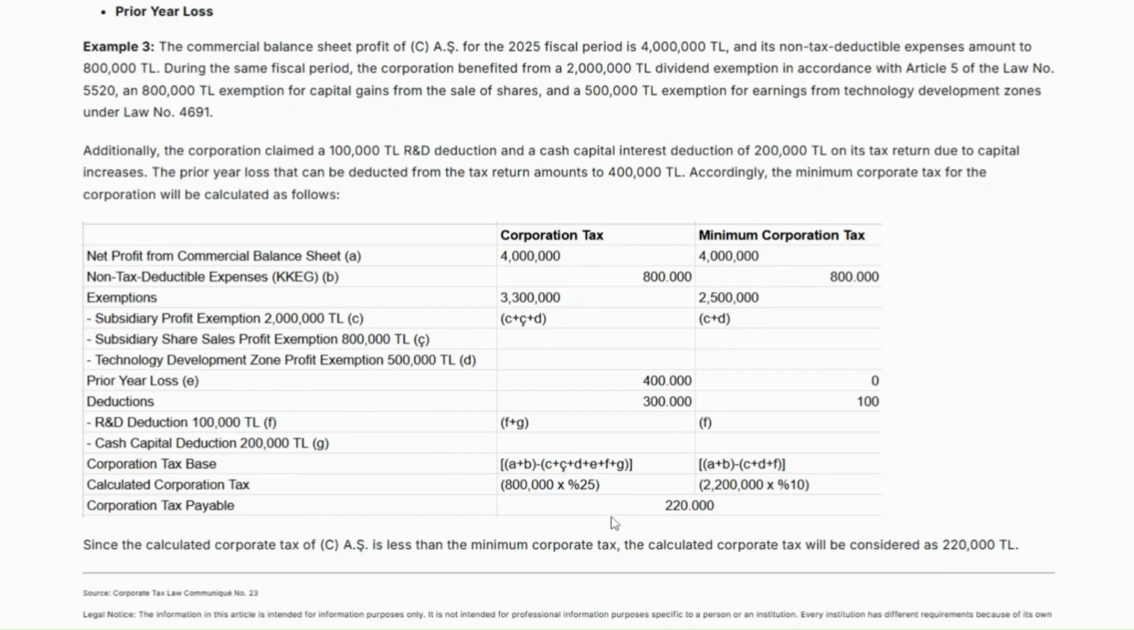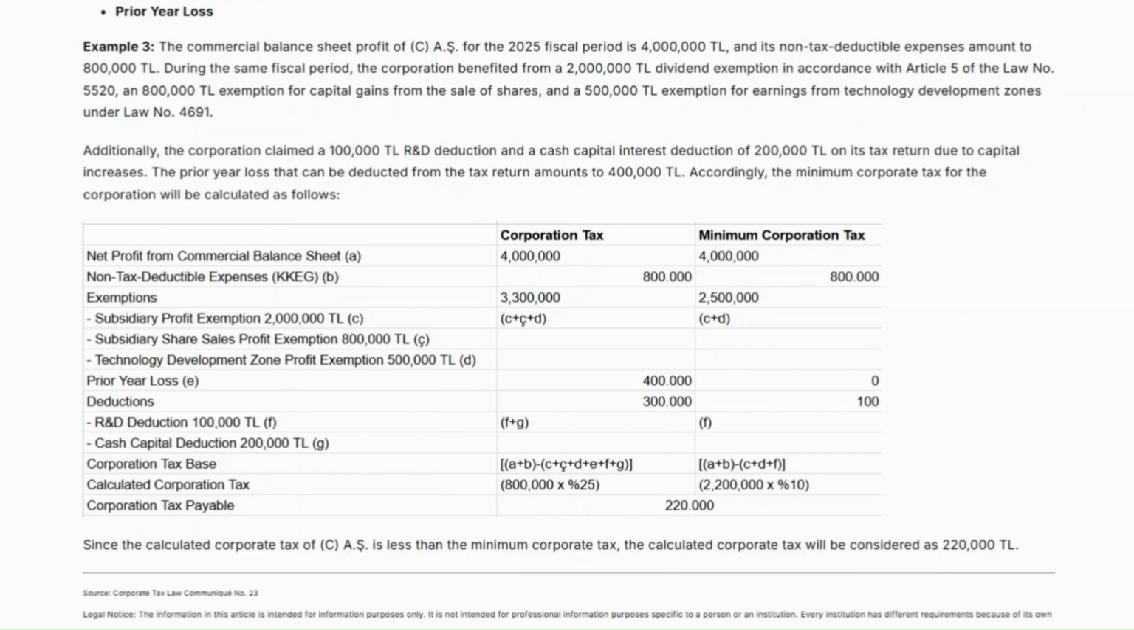The minimum corporate tax is calculated at a lower 10% rate on the pre-deduction income base. After applying all deductions and exemptions, the calculated corporate tax for CAŞ is 220,000 Turkish lira, which is below the required minimum corporate tax threshold, and therefore the corporate tax payable will be adjusted to 220,000 Turkish lira. Now let's move on to another scenario with different exemptions and incentives, which will give us a clearer understanding of how the minimum corporate tax applies in more complex cases.